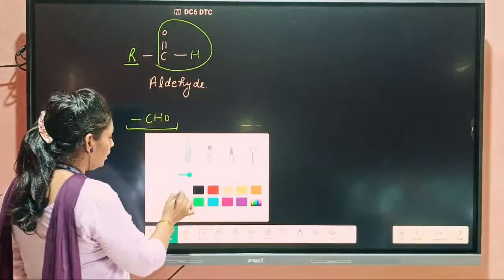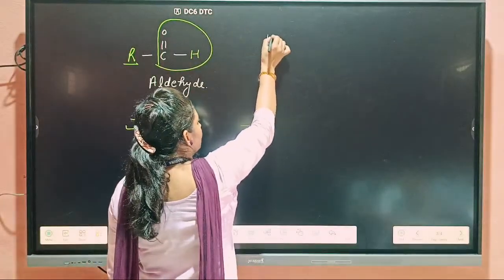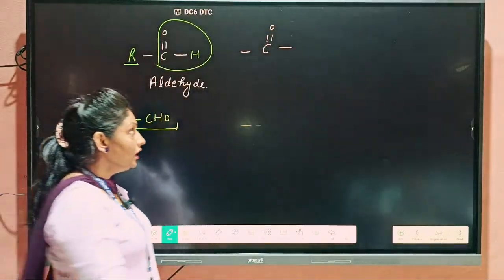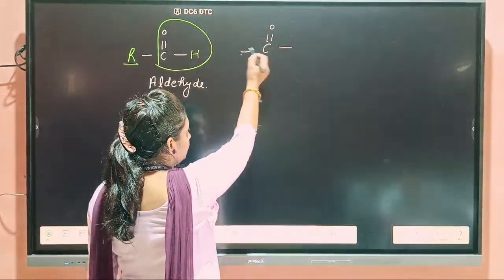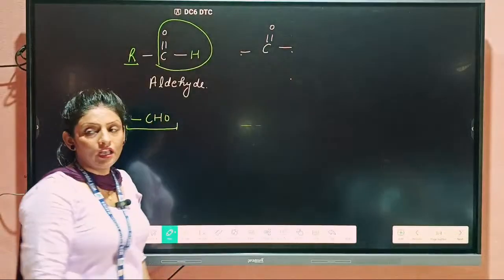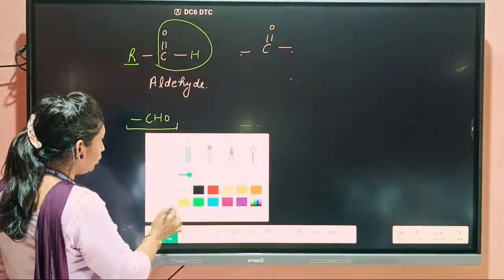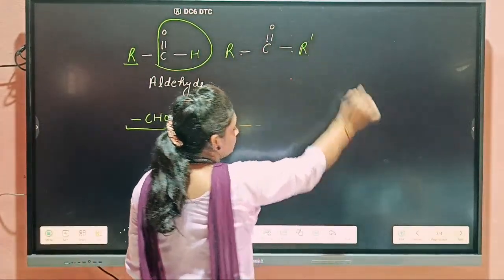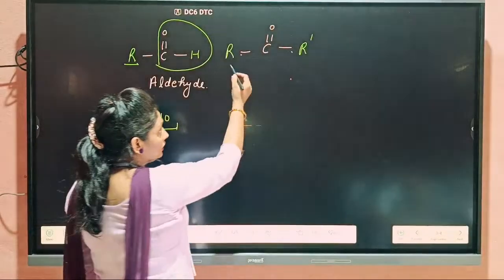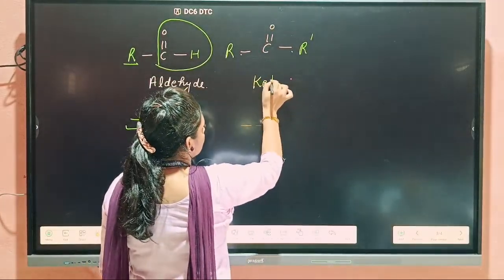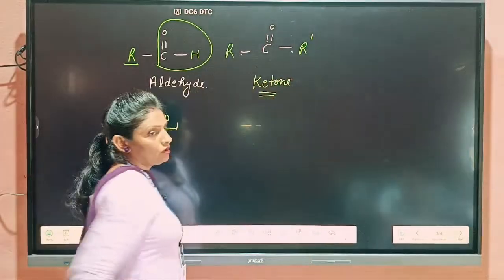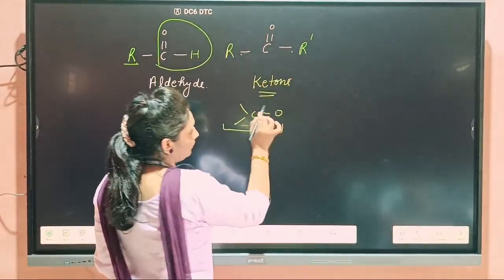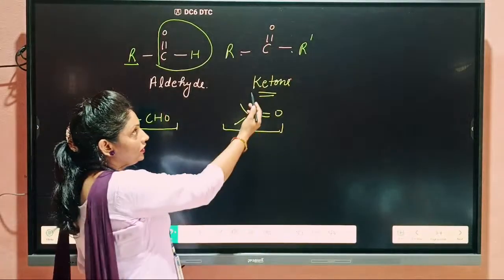But students, if this will be the common, carbon to oxygen double bond will form. If carbon makes both of these two bonds with alkyl groups, and these alkyl groups may be same or may be different, then this form is known as the ketone. So this one group, basically C double bond O, is known as the ketone.